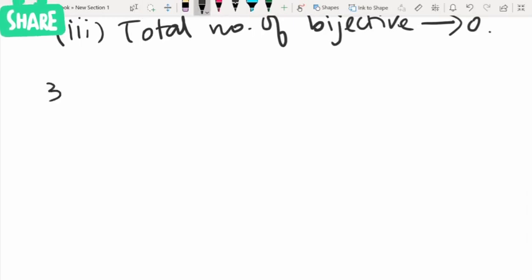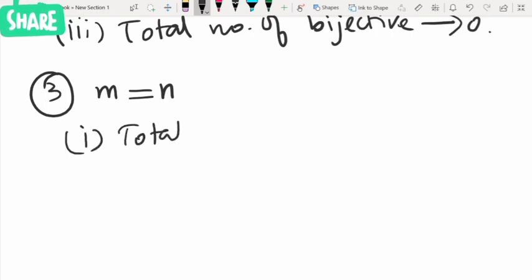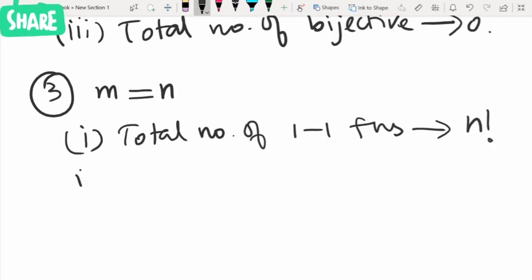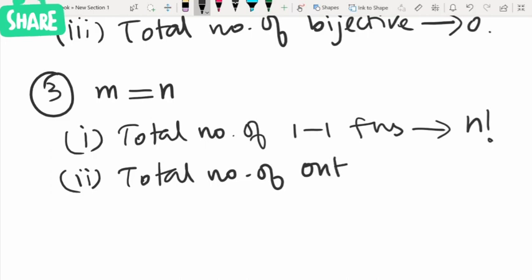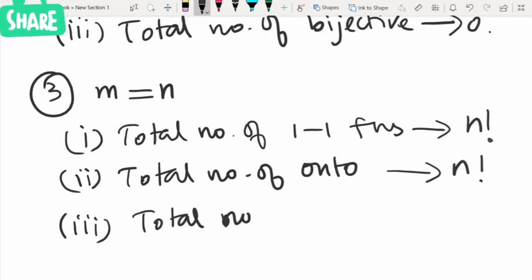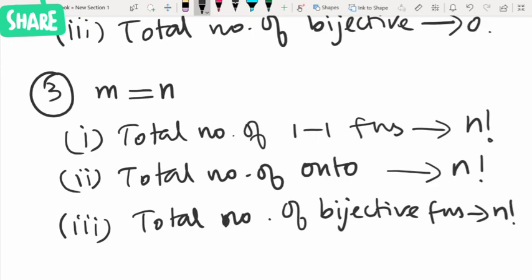The third case is when the cardinality of both sets are equal, m equal to n. In this case, the total number of 1-to-1 functions is n factorial and the total number of onto functions is also n factorial and the total number of bijective functions is also n factorial.